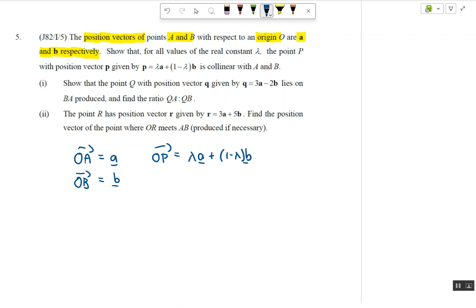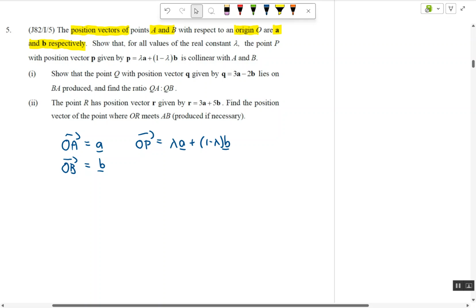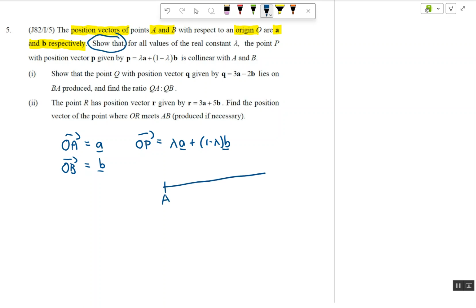So you realize that there are fewer numbers and more alphabets in JC. It's collinear, so the question asks you to show. Can you say that they're on the same straight line now? No, you can't say that they're on the same straight line now. So this is P, but P might be in the middle, because they never say produce, and never say in the middle or in between. And then B is here.